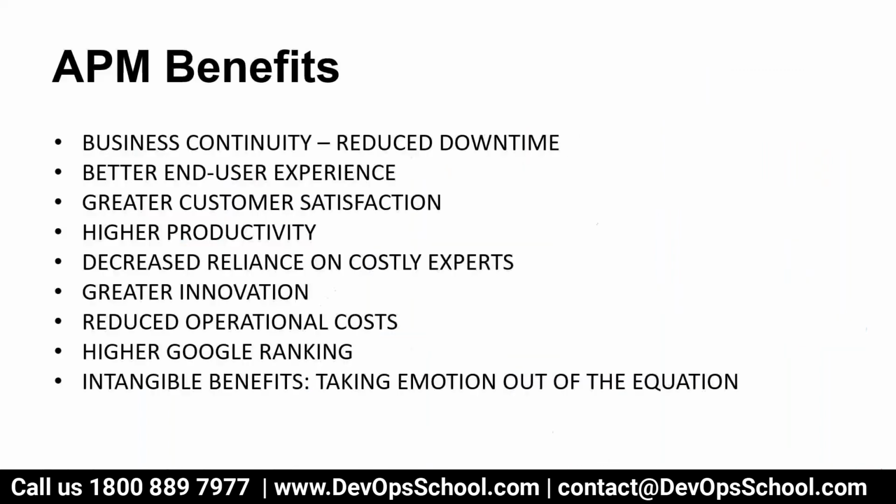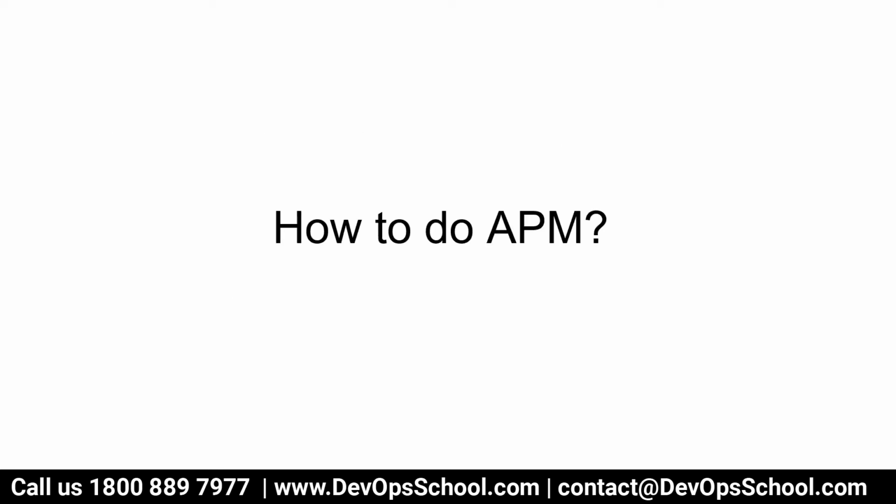Okay, so there are certain benefits we have through APM. Of course, I will not deep dive into this here. APM benefits include business continuity, better end user experiences, greater customer satisfaction, higher productivity, decreased reliance on costly experts, greater innovation, reduced operational cost, higher Google ranking, and intangible benefits like taking emotions out of the equation. But the question is, how do we do the APM?